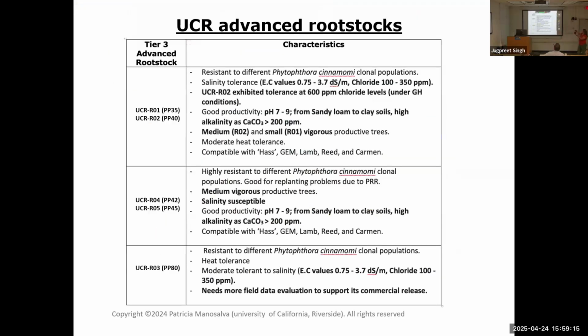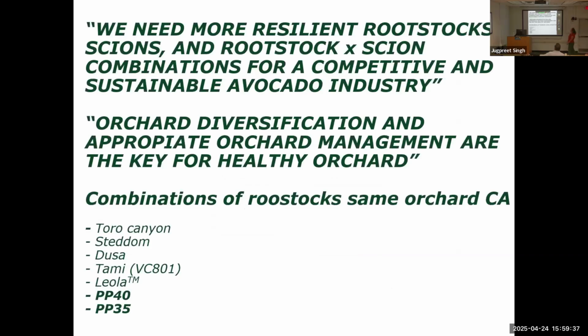And this is just a characteristic of what is going to be released based on these 19 tests in different areas in California and different conditions. So we have a lot of calcium carbonate, 350 on the field of chloride, high pH up to 9. So it's high caliche. And this is my take-home message that I want to finish with.